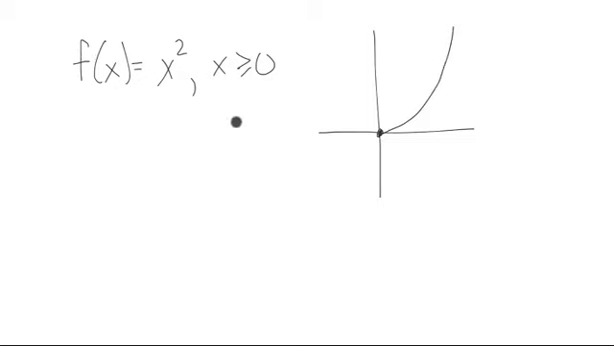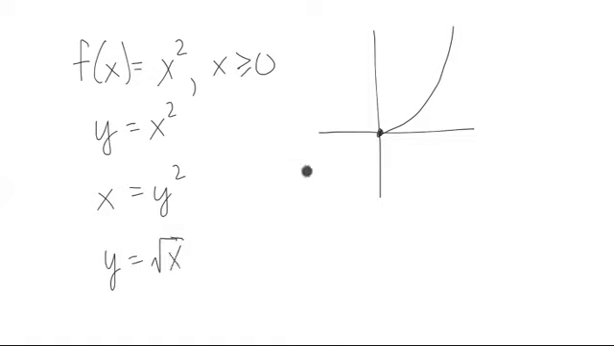So what we can do is swap our x's and y's. So think of this as y is equal to x squared. We swap: x is equal to y squared, and we solve for y. We get y is equal to the square root of x. So if we were to draw y is equal to the square root of x, we get something like this. So we could say this is f of x up here, and this over here is f inverse of x.